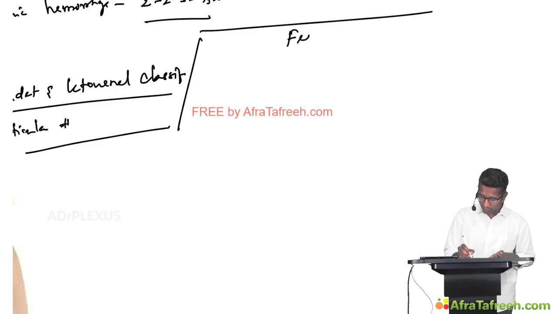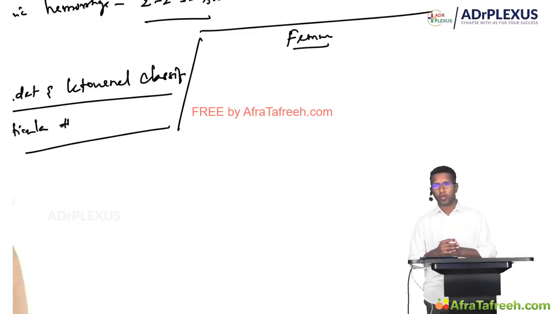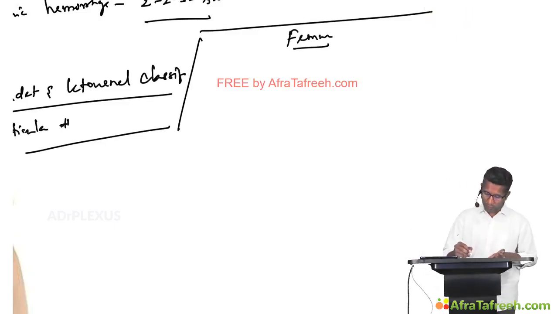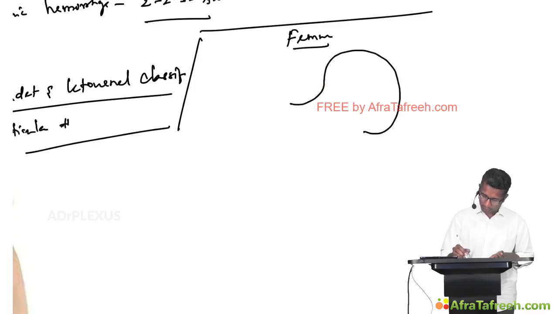The femur bone is one of the strongest bones in the body, and it is one of the longest bones in the body. These are all the parts of the femur. The femur has a spherical structure proximally. This is called the head of the femur.